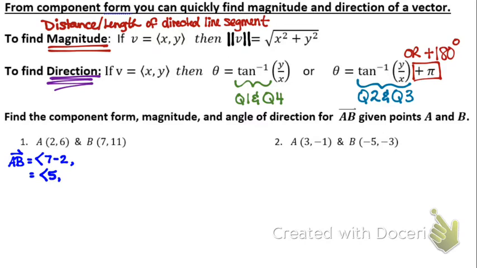And then what do I do for the y part? So tell me what numbers to subtract. 11 minus 6, which gives me 5. So there's my component form. Just out of curiosity, because we'll need this in a minute, what quadrant would 5, 5 be in? Quad 1.